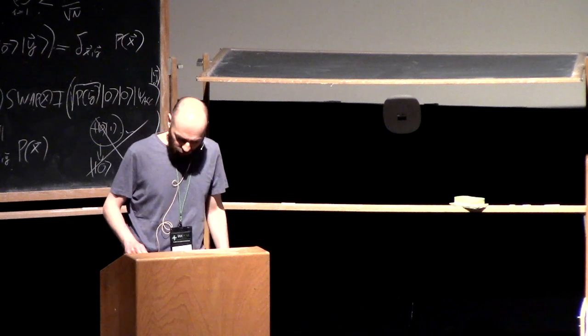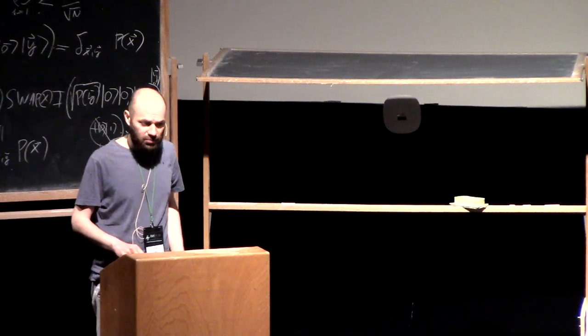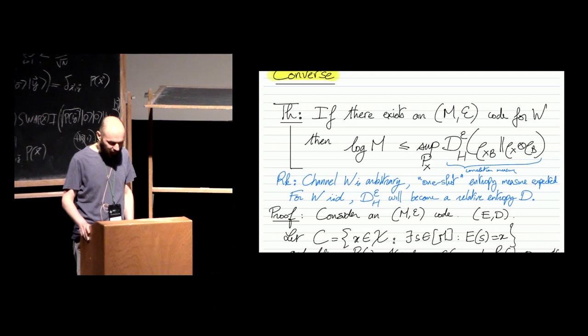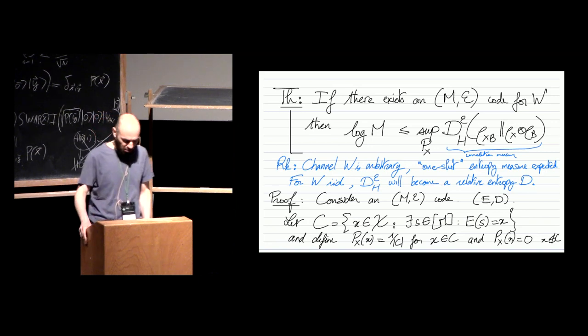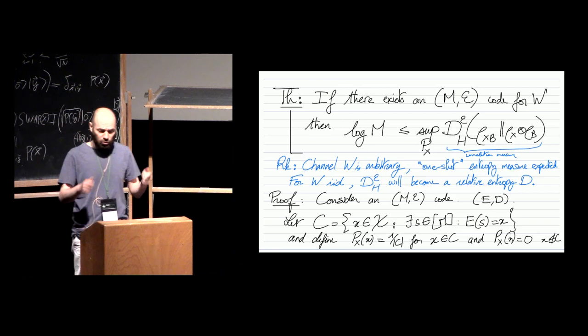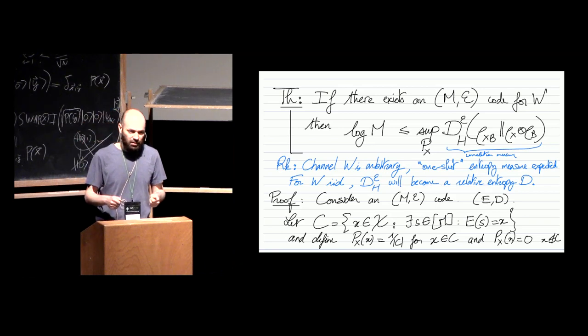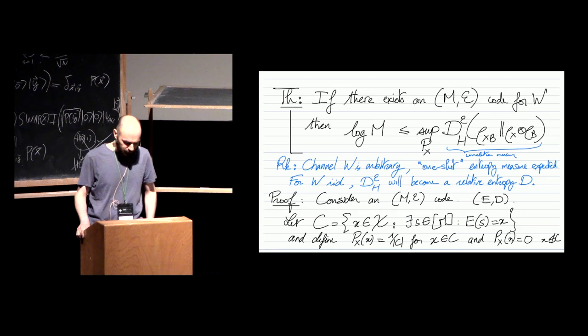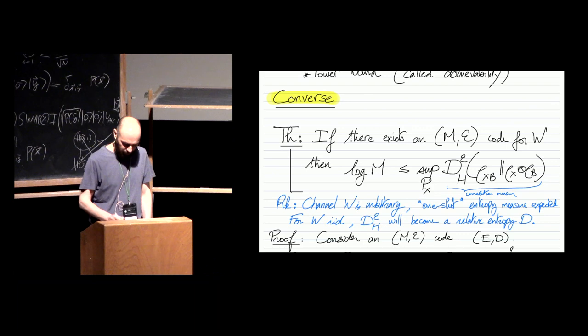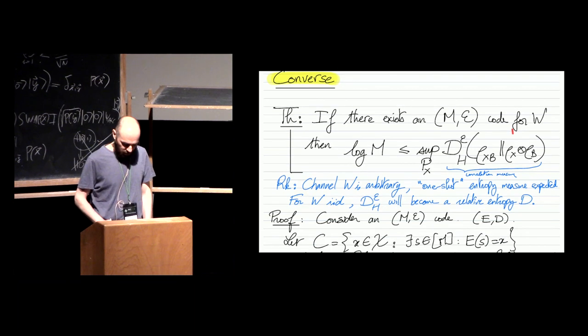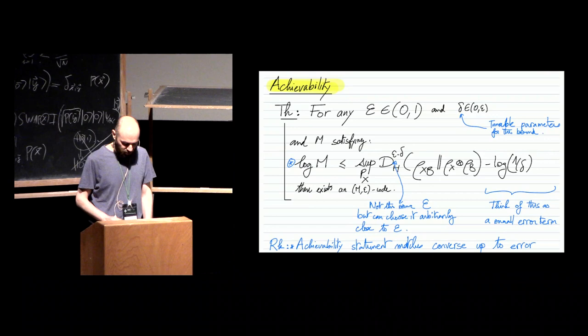Okay, so let's recall what we did yesterday. Remember yesterday we characterized the optimal number of messages I can send over a very general noisy channel in terms of hypothesis testing, namely hypothesis testing between the state given by the joint state between the input and the output of the channel and the product of the marginals. And so we had this converse bound, and then we had an almost matching achievability bound.